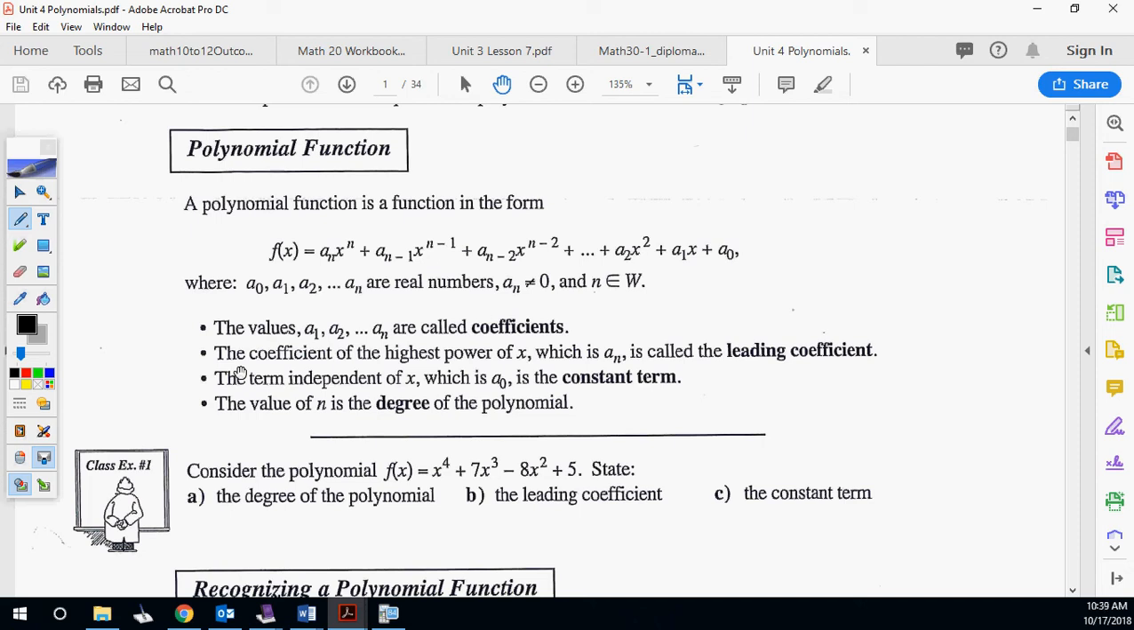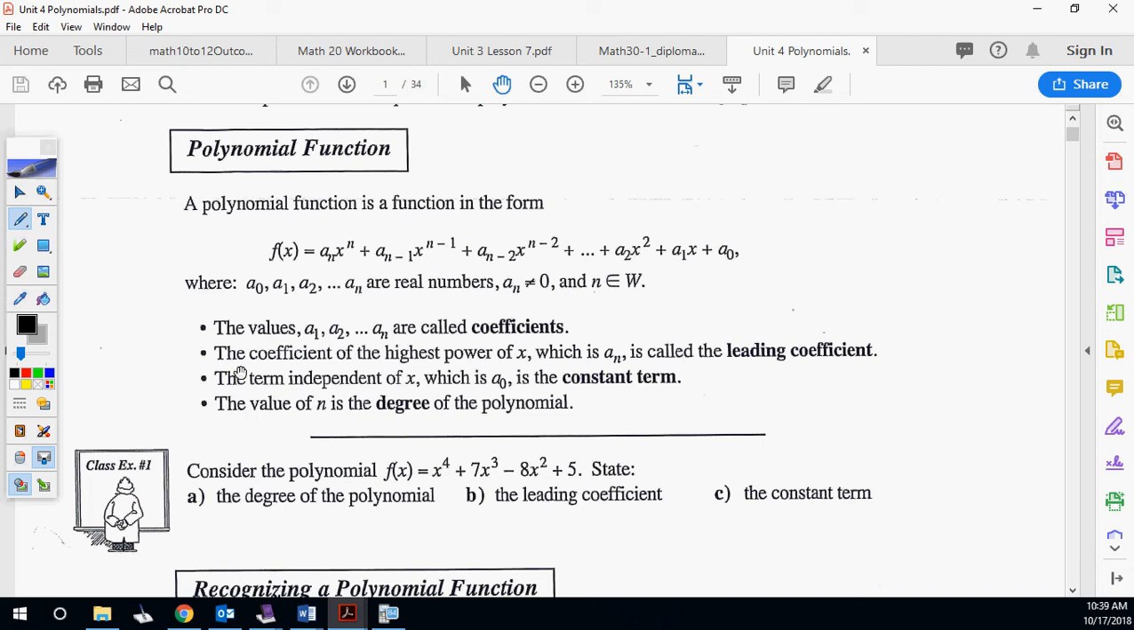Example 1, that's a polynomial: x to the 4th plus 7x cubed minus 8x squared plus 5. Okay, but what we need to know today for lesson 1 is how to label these. And so up here, the values of a_1, a_2, and a_n are called coefficients. So the coefficients of this polynomial function are 1, 7, negative 8, and 5. Actually, do we call 5 a coefficient? Yeah, 5 is called a constant. So it's not really a coefficient because it's not multiplying anything. So I take that one back.